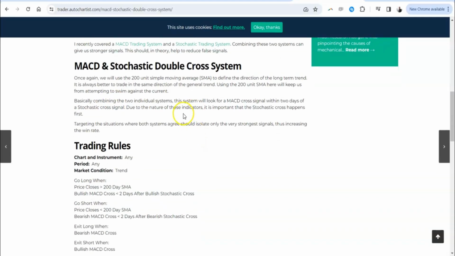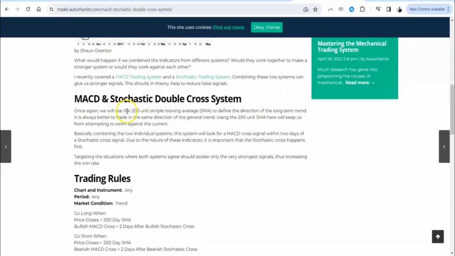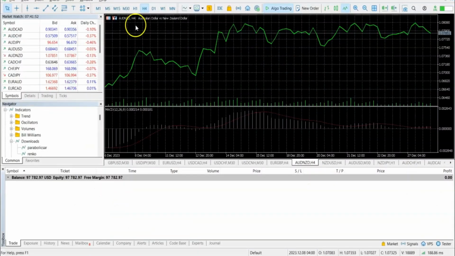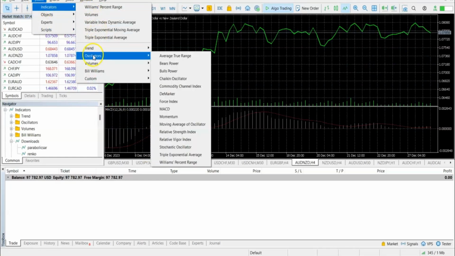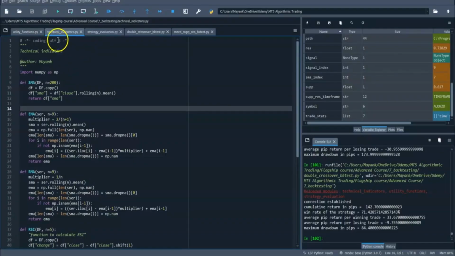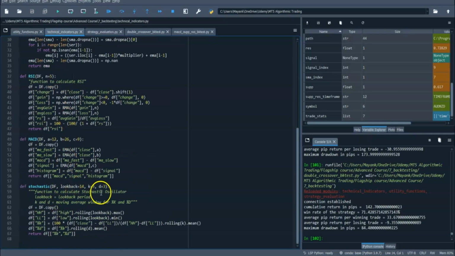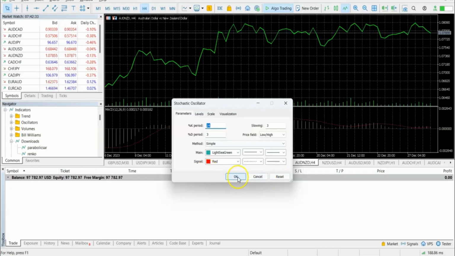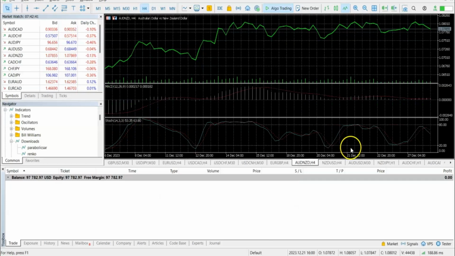Alright, so now let me take you to the MT5 terminal and show a sample signal so that you have a better understanding. Let me use a 4-hour AUD NZD chart as an example. We already have MACD here. Let me also add stochastic: insert, indicators, oscillators, stochastic. We are using 14, 3, 3. Let me quickly verify that we are using the same parameters in our stochastic function. Okay, technical indicators, stochastic 14, 3, 3. Great. So I'm going to say okay, and we have got our stochastic here as well.